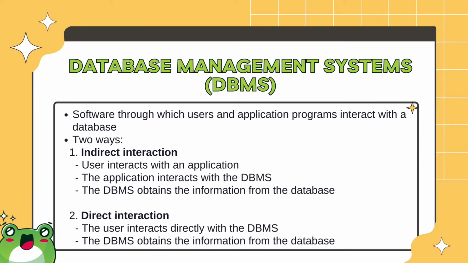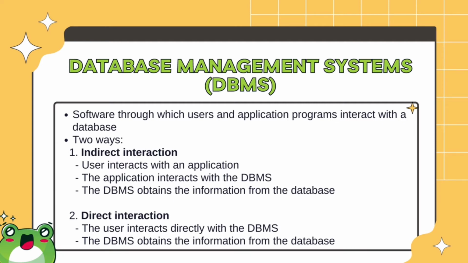Database Management System, or DBMS, is software through which users and application programs interact with the database. There are two ways that users can interact with the database management system. First, indirect interaction. In this way, users interact with an application such as a payroll application, manufacturing application or sales application, and the application interacts with the DBMS, which then obtains the information from the database. The second one is direct interaction.